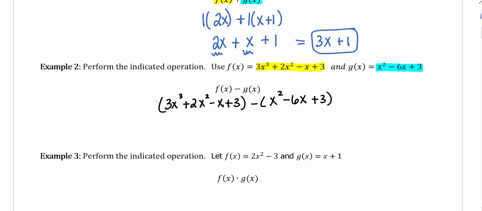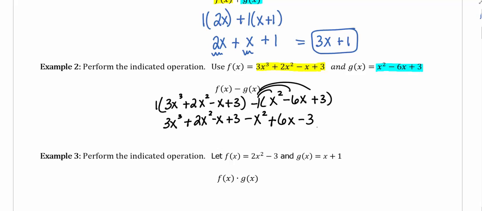So now this first polynomial, f of x, has a positive 1 in front. So if I distribute that, nothing changes. So 3x to the third plus 2x squared minus x plus 3. However, on the right side, I've got this negative 1 that I definitely need to distribute. So I have a negative x squared, then a negative times a negative is a positive 6x minus 3.